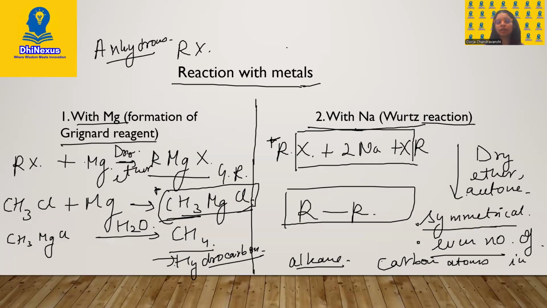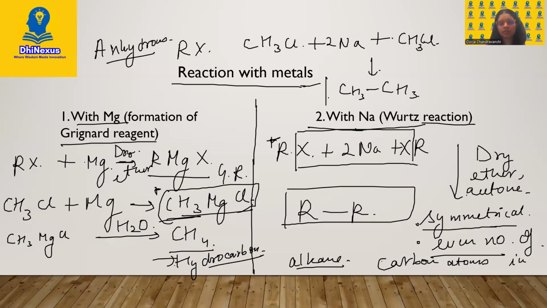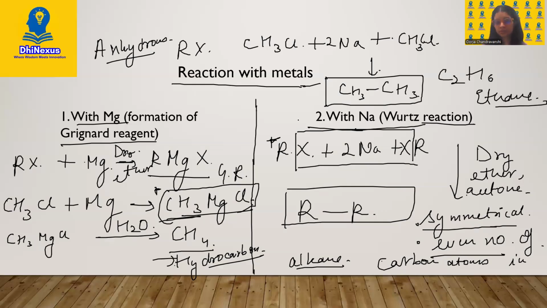So such a case is not observed when I want to prepare, for example, propane. And if I want to prepare ethane, what can I take? CH3Cl plus 2Na along with CH3Cl. I'll get butane. Sorry, I'll get ethane, which is C2H6. Please note that this reaction does not work well with tertiary alkyl halides, because tertiary alkyl halides undergo elimination, forming alkenes, instead.